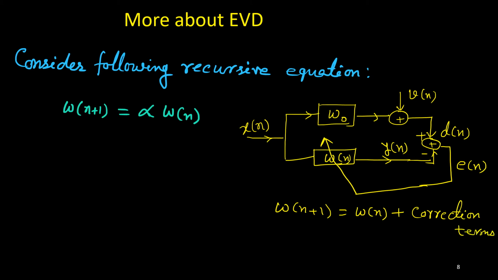These correction terms depend on the algorithms. In the least mean square algorithm, it is mu times En times the x n vector. We will not discuss that right now. Here the objective is to say that this Wn is approaching W0.